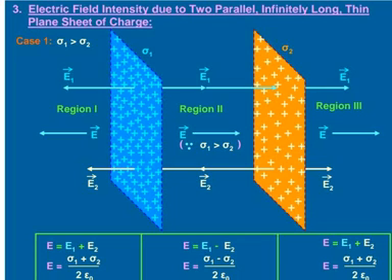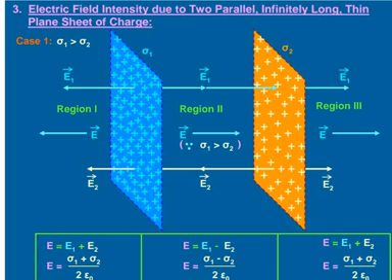So in region 1, as E1 and E2 both are in the same direction, you get sigma 1 plus sigma 2 upon 2 epsilon naught. In region 2, E1 is towards right and E2 is towards left, and we have considered sigma 1 is greater than sigma 2. So the net electric field intensity will be towards sigma 1, and that will be equal to sigma 1 minus sigma 2 upon 2 epsilon naught, because the directions of both electric field intensities are opposite.